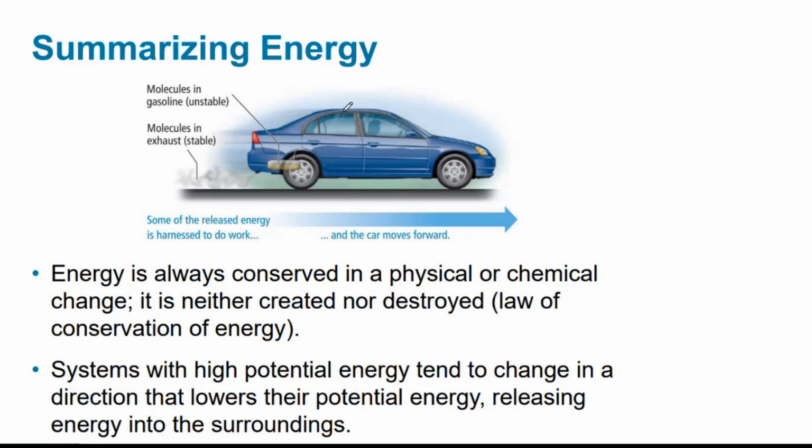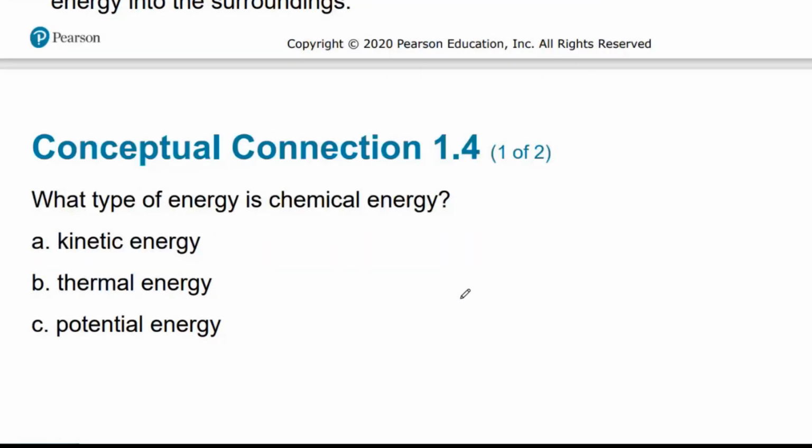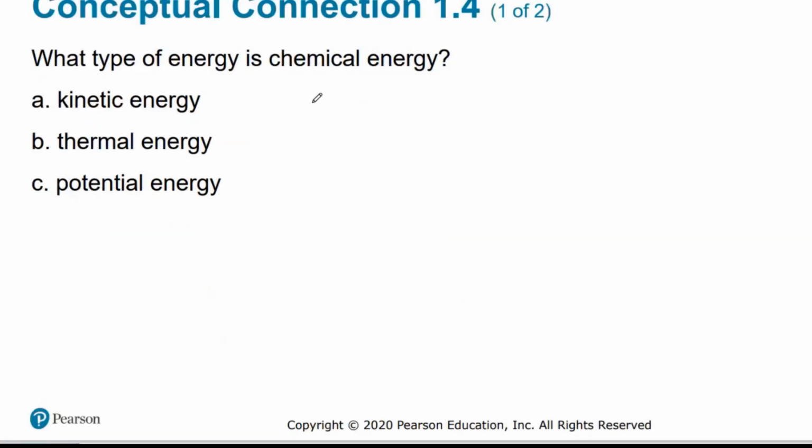So for example, molecules in gasoline are a type of potential energy, and then as they're burned, they're converted to kinetic energy in the form of exhaust, which have more entropy, and that is the driving force for this reaction. So what type of energy is chemical energy?